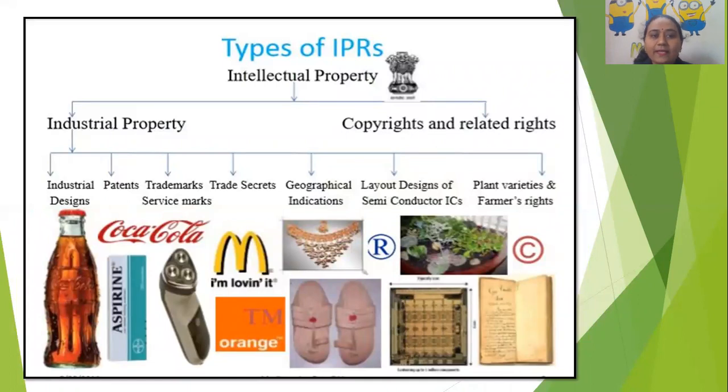Here we can see that intellectual property is divided in two parts, industrial property and copyrights. In industrial property, there are industrial designs, patents, trademarks, service marks, trade secrets, geographical indications, layout designs of semiconductor ICs, plant varieties, and farmers' rights.